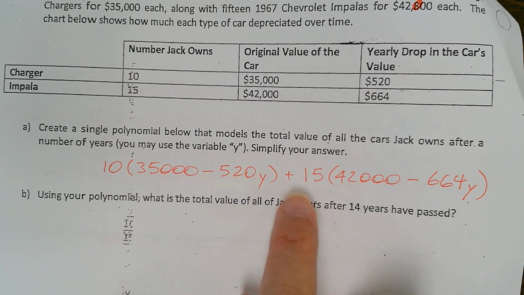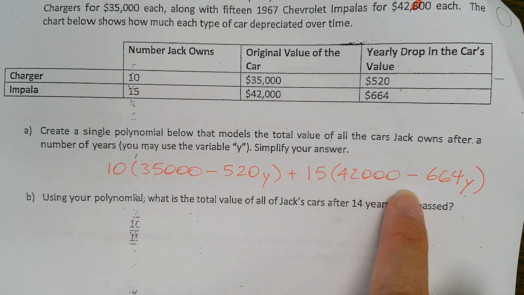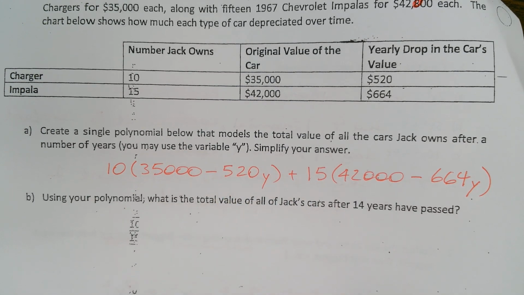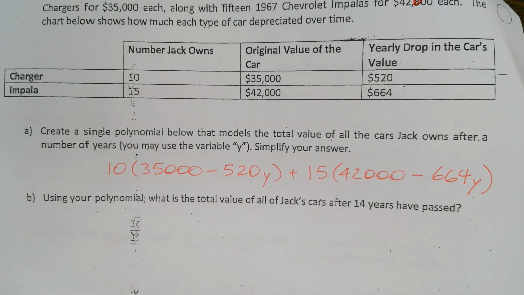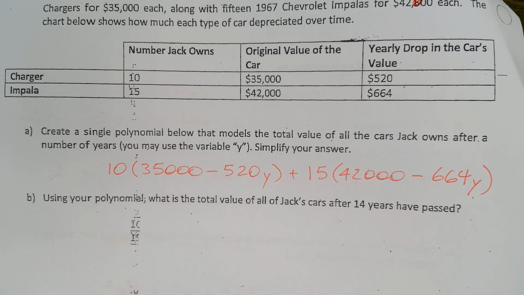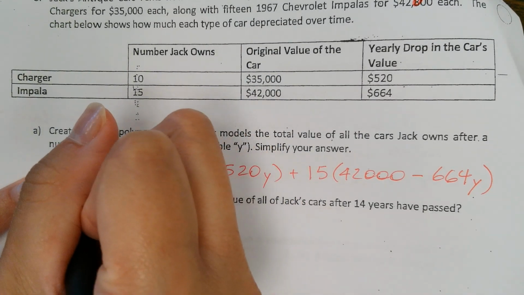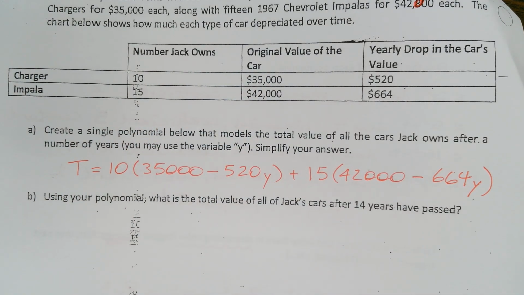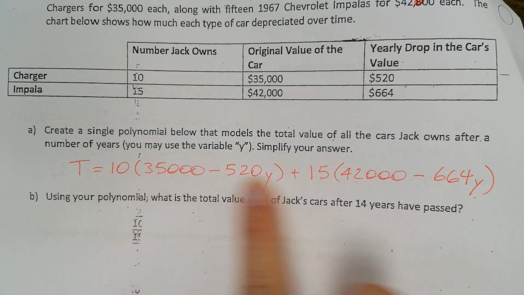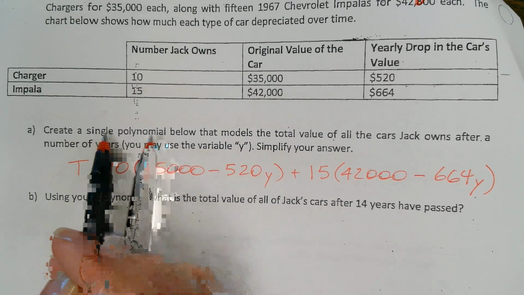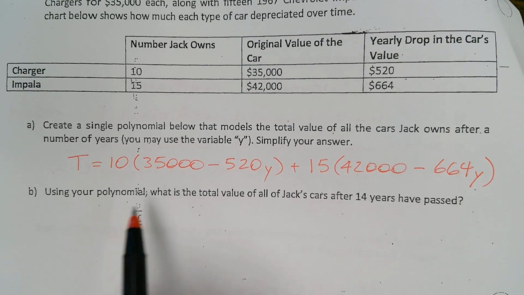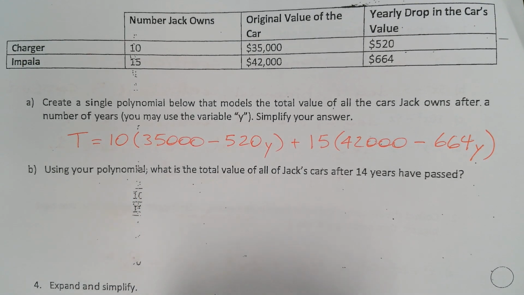Okay. So this right here is an expression. How do I make it an equation? No, that's still an expression. So what's the difference between an expression and an equation? An equation has an equal. So for this one, let's say we want a total value, then we can write t equals that. All right. So this part A just asks you to write a single polynomial, which we did right here. And then B is when we'll simplify it.